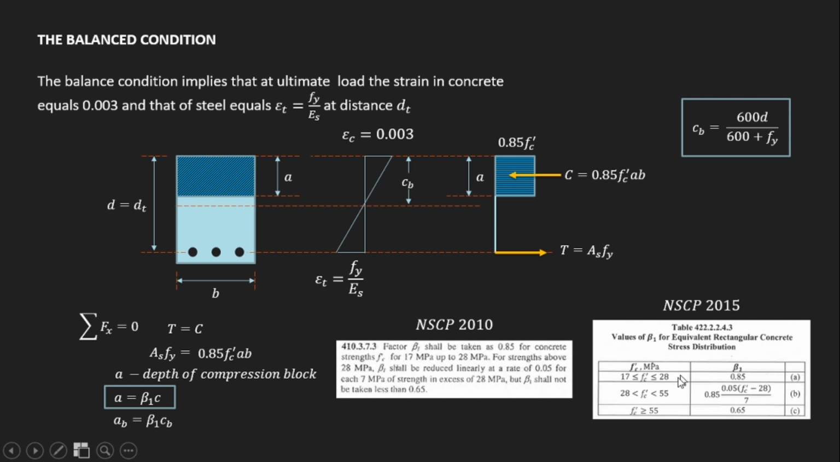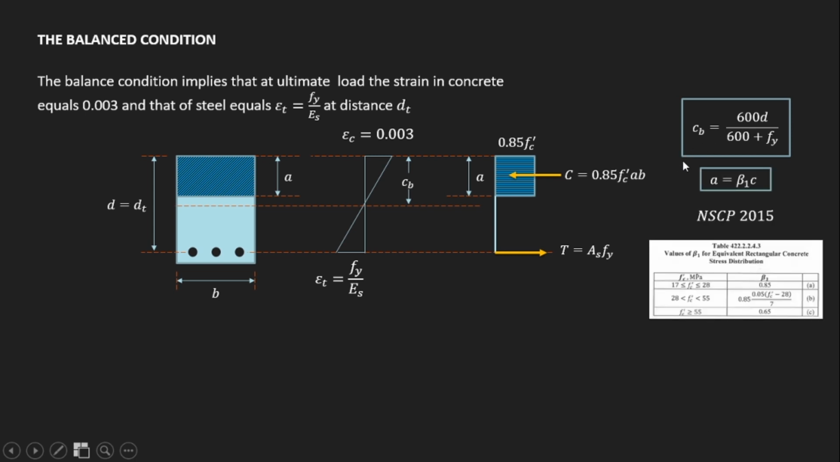Pero for our NSCP 2015, nag-limit siya pa greater than 55 megapascal, automatic 0.65. And for NSCP 2001 naman, or 1992, kasi ito yung mga edition natin ng mga NSCP codes, yung beta 1 natin is 0.85 minus 0.008 times (f'c minus 30 megapascal). So, ito naman yung condition natin if f'c greater than 30 megapascal. But if f'c natin is less than 30, automatic 0.85 din yung gagamitin. Pero syempre, yung i-adapt natin is the NSCP 2015.